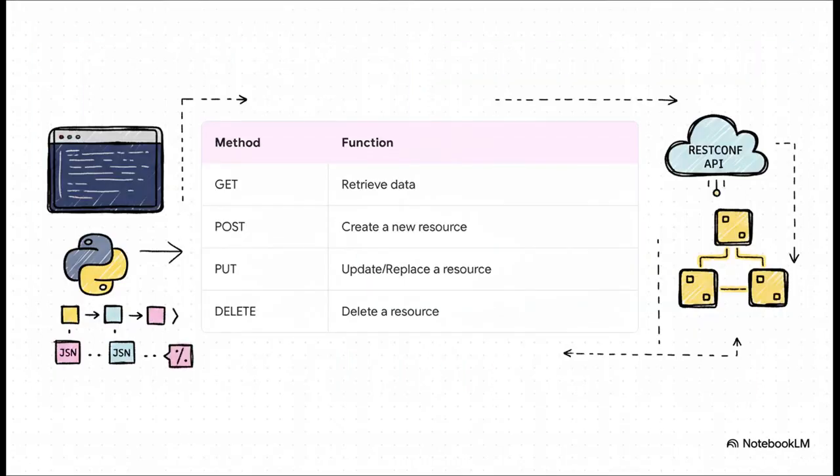And these modern APIs, like RESTCONF, they use a super simple menu of actions. Instead of having to learn a bunch of complex commands, you just use a few basic verbs. You use get to ask for information, you use post to create something new. Put is for updating something that's already there, and delete, well, that one's pretty obvious. It's a really clean and powerful system.